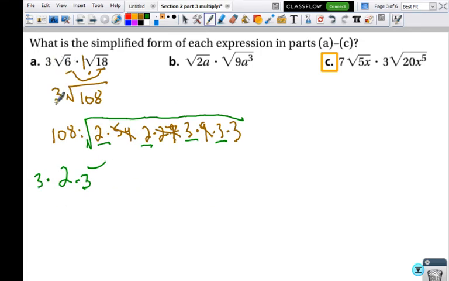And don't forget, we have a 3 out in front already, right? So whatever's out in front, we've got to bring back towards the end. And then inside, I'm still going to have just a 3, I think.